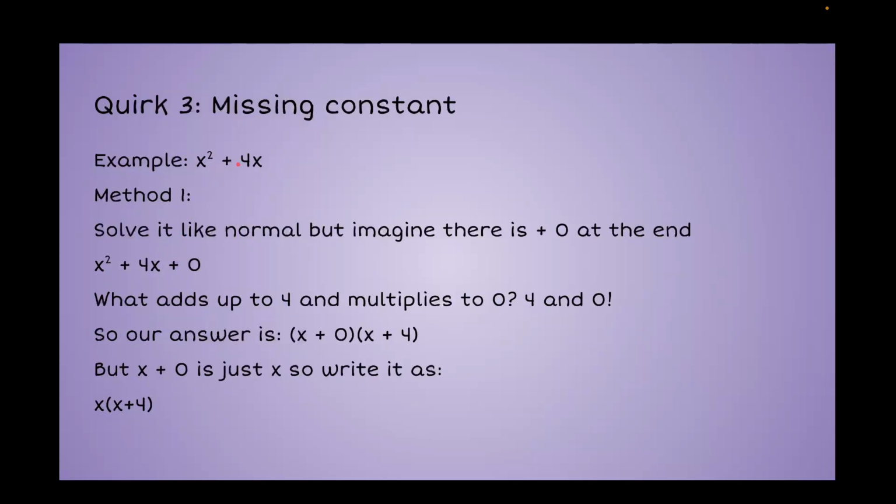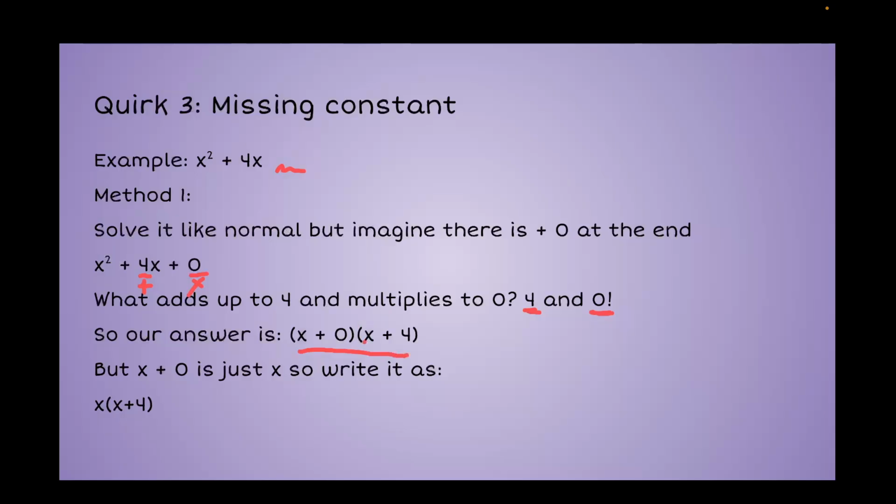What if instead of missing an x term, there's no constant term? So here there's supposed to be some sort of number, but there isn't. But you can really think of it as a 0 and continue like normal. So these are two numbers. What adds up to 4 and multiplies to 0? If you want them to multiply to 0, one of them has to be 0. And then if one of them is 0, you also have to ask what adds up to 4 with 0, and that would be 4. So you would get to this.